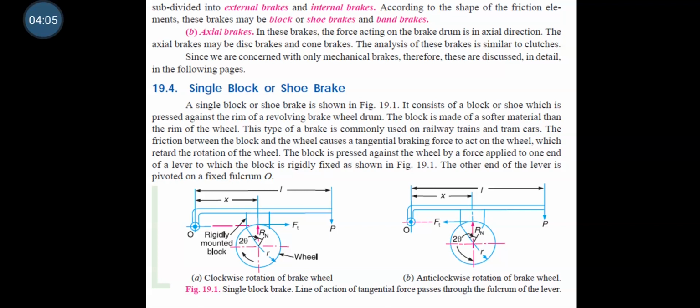The block is pressed against the wheel by a force applied to one end of the lever, to which the block is rigidly fixed. The other end of the lever is pivoted at the fixed fulcrum O. The left-hand diagram shows the brake wheel rotating in the clockwise direction, and the right-hand diagram shows the rotation in the anti-clockwise direction. In both diagrams, O is the fixed fulcrum point and P is the force acting at a distance of l.